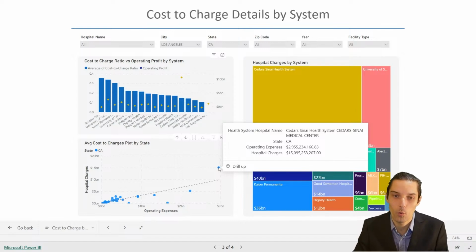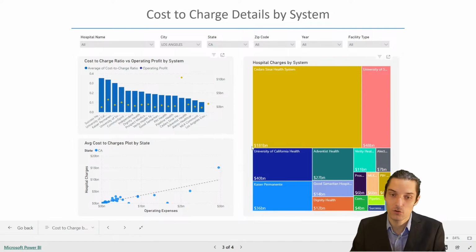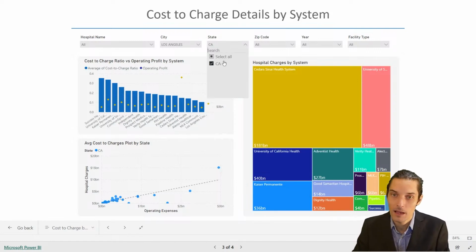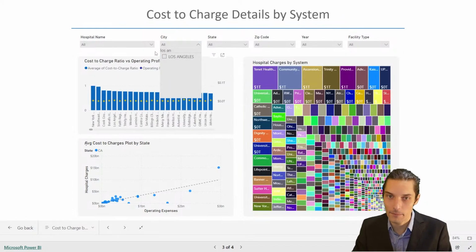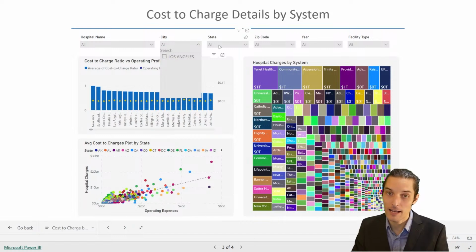And so you would want to know that their charge is a lot higher than their operating expenses, but both are higher within this trend for LA. I like to also look at Texas because it's also a very prominent place for healthcare, especially Houston.